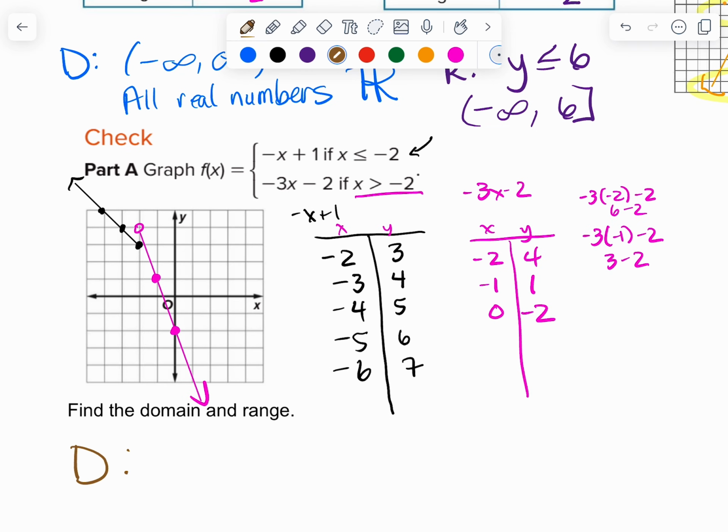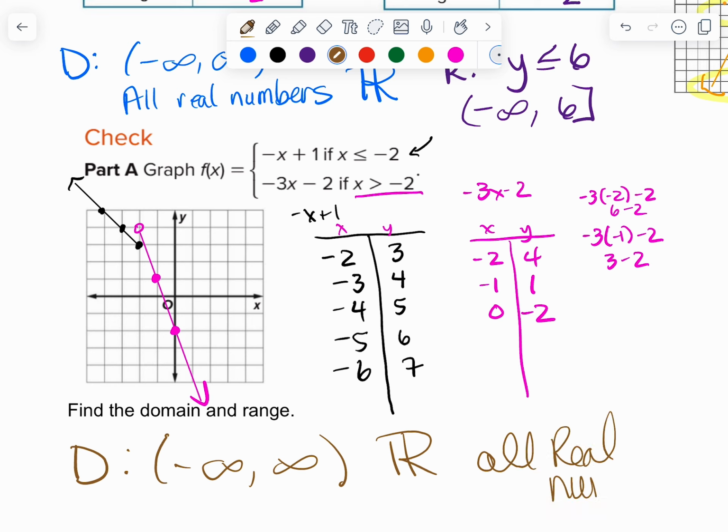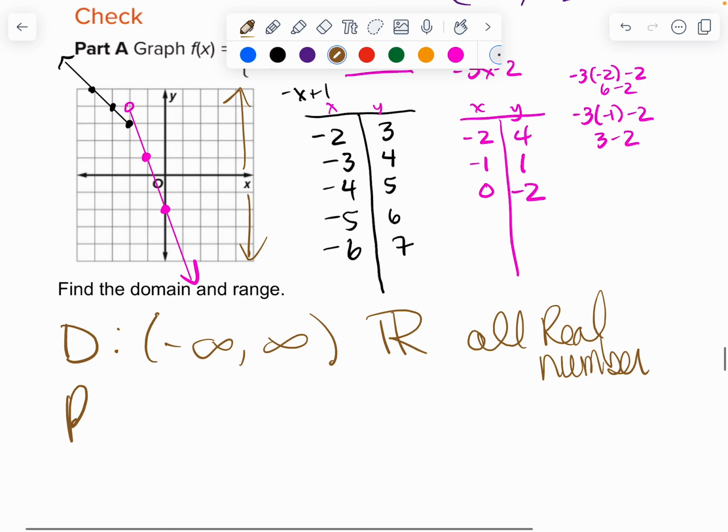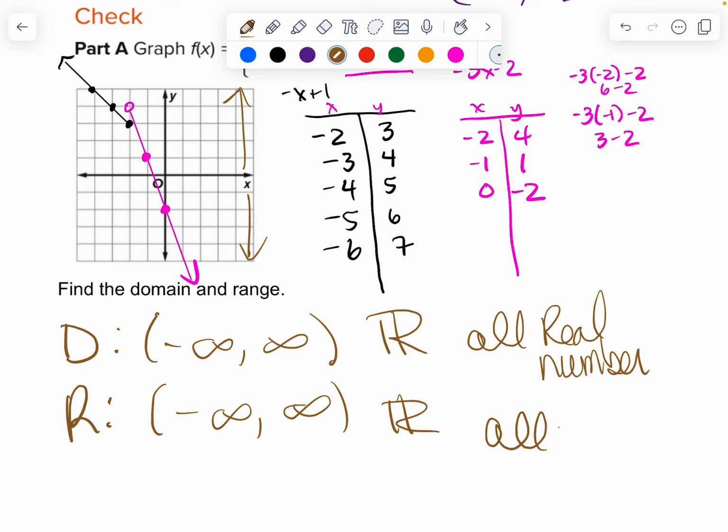Okay, so my domain on this. I can plug in any number. So that goes from negative infinity to positive infinity. All real numbers. Look at this. We could go all the way up on y. We can go all the way down on y. So guess what? Range is the same thing. Negative infinity to positive infinity. All real numbers. There we go.